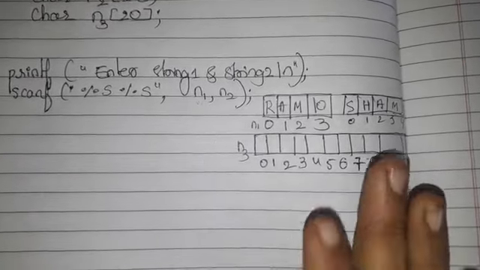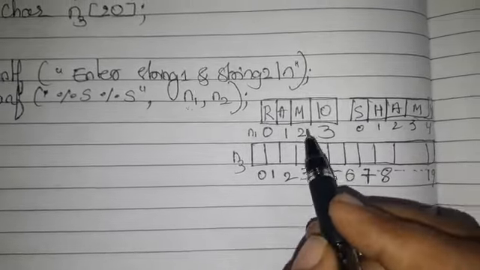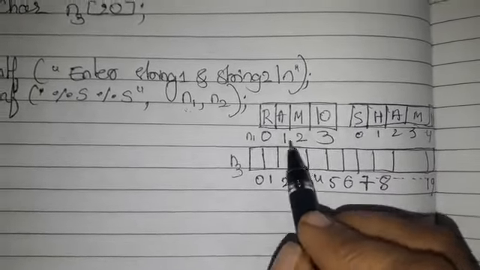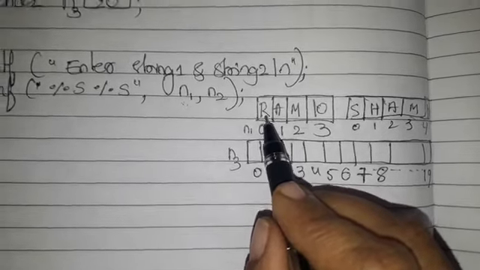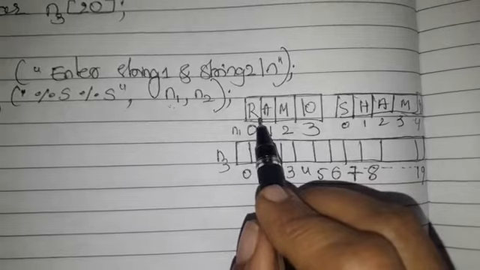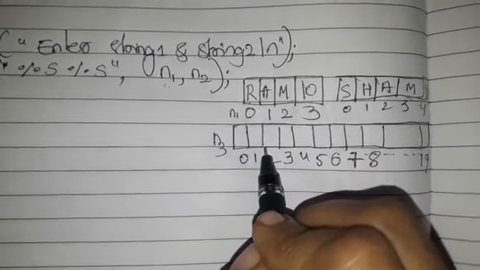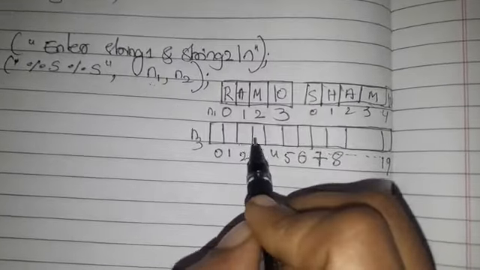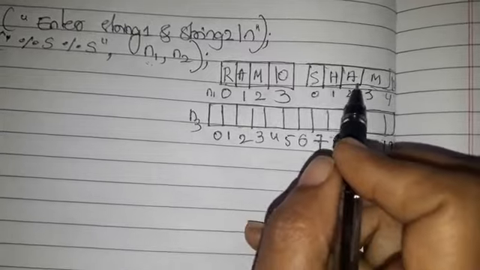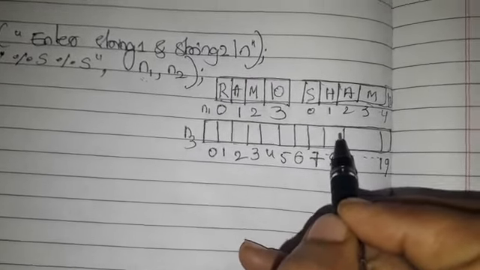Before writing the logic, I will tell you what logic I will be using here. I will be taking the contents of n1 to n3 first. That is, the elements of the string RAM, the characters of the string RAM, to n3 first. Next, I will leave a space and then take SHAM, and at the end I would like to keep the null character.